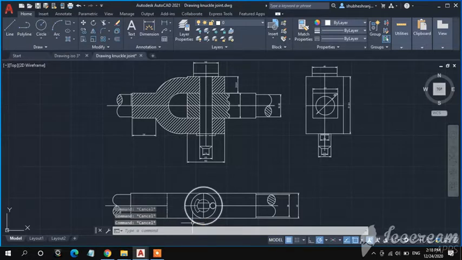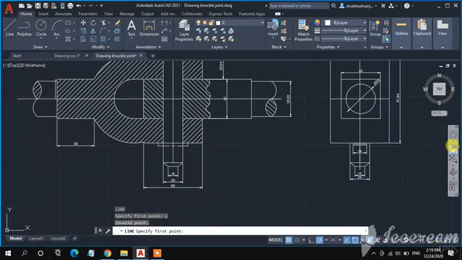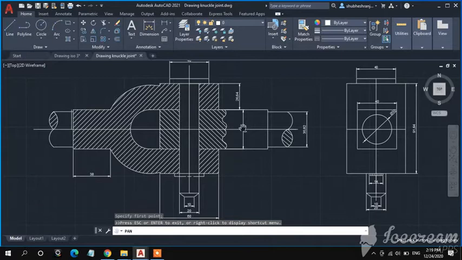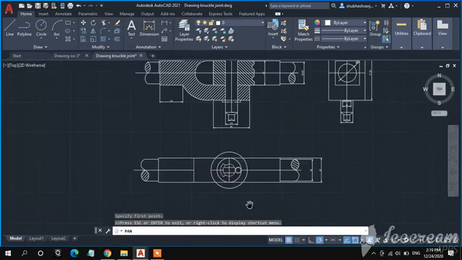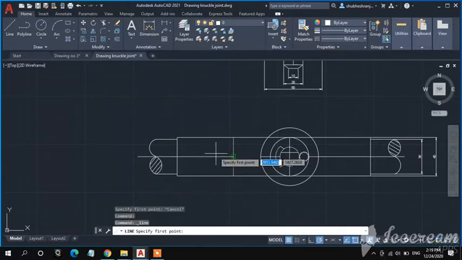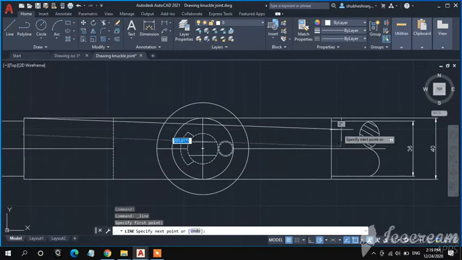This is the top view of the knuckle joint. First of all, you have to select the line. Write the command in the command box, L for line command, then select line.